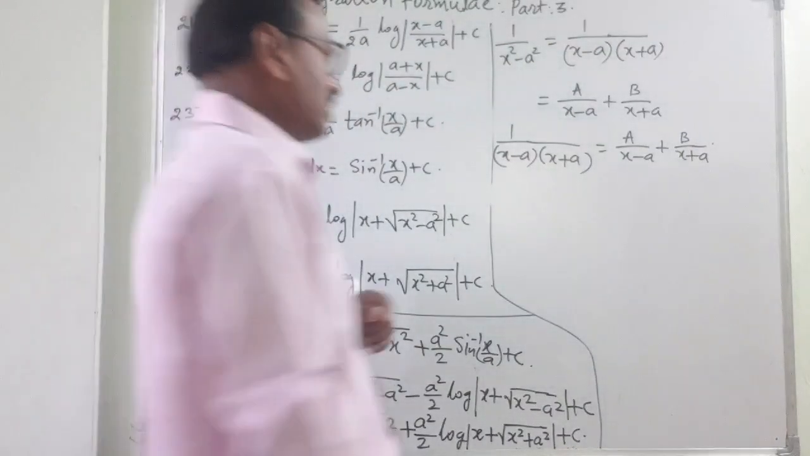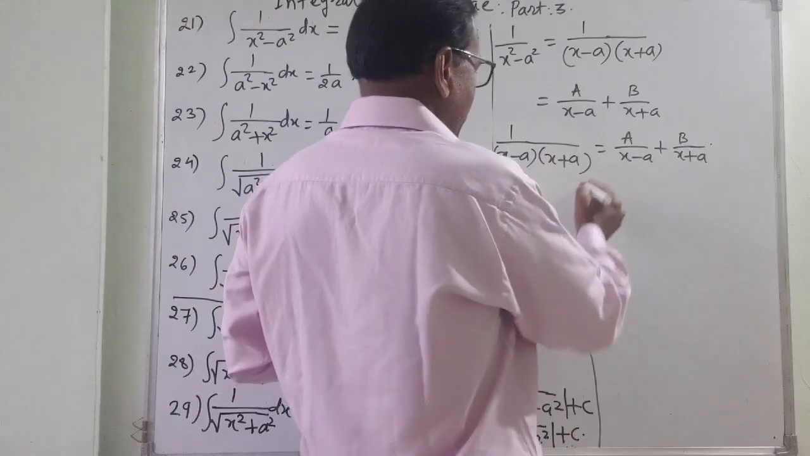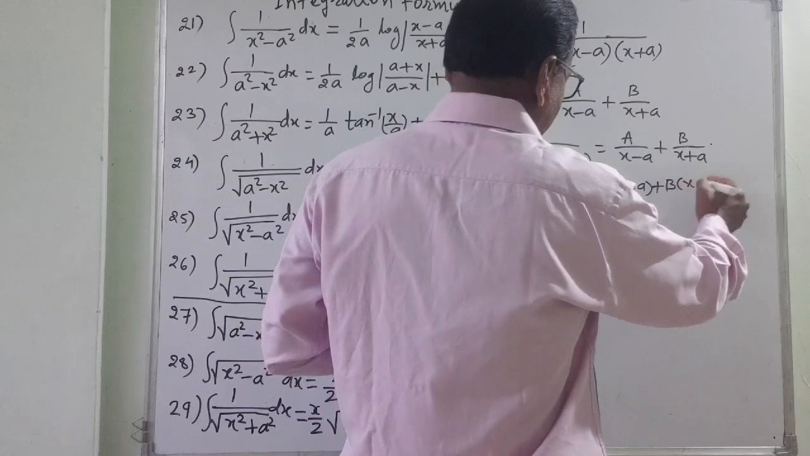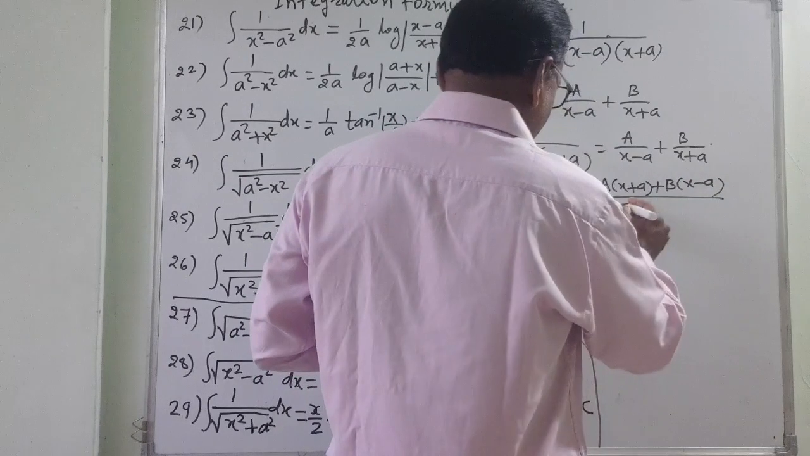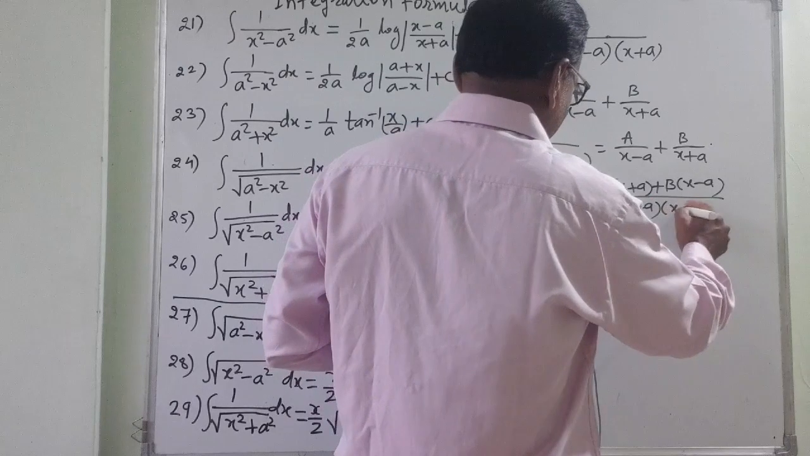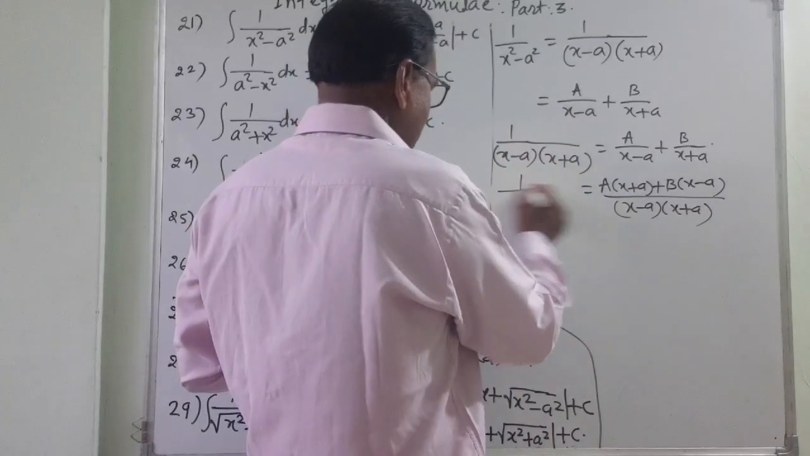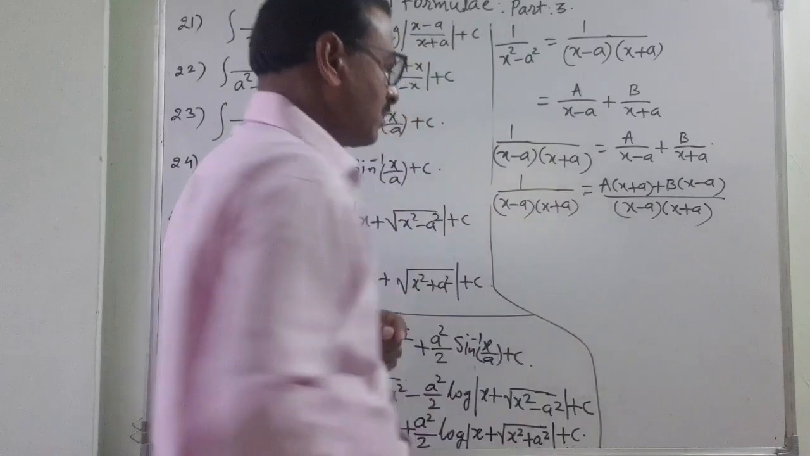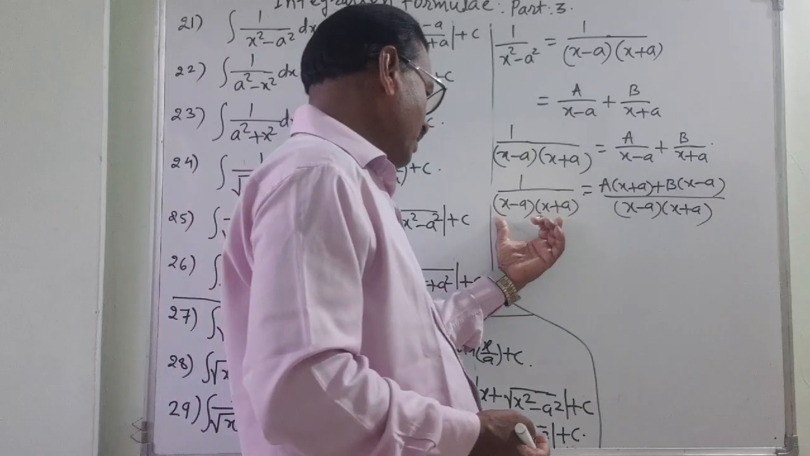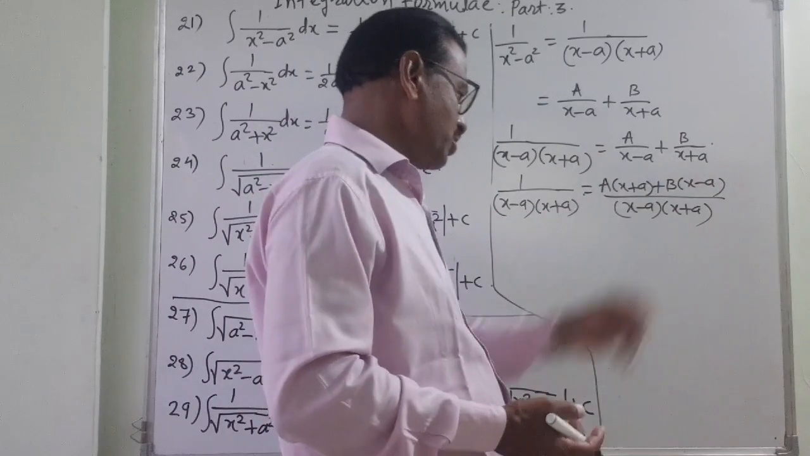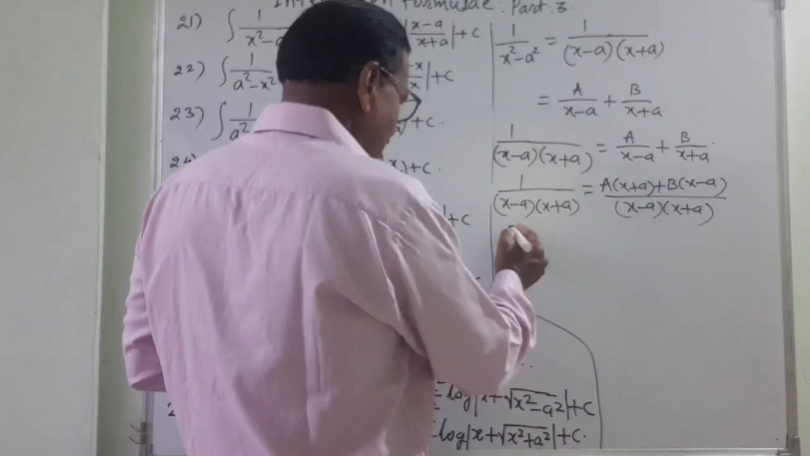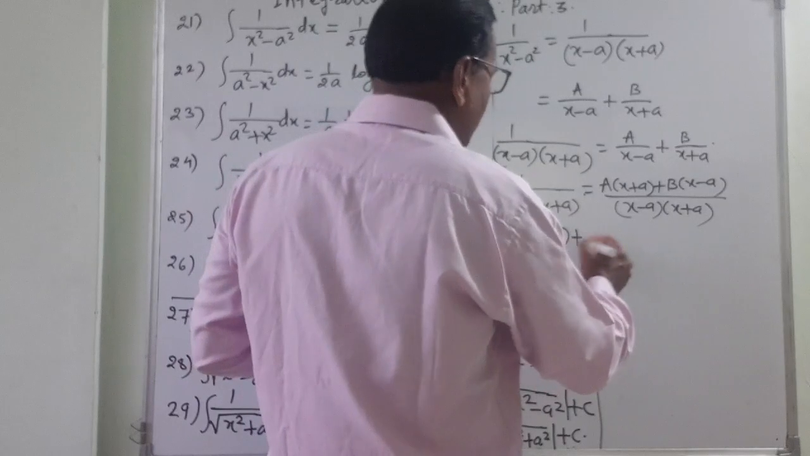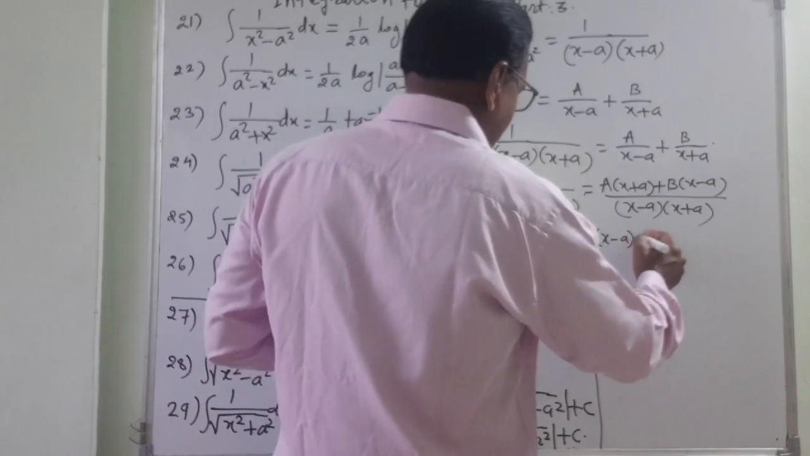Now how to solve this? As usual, do the cross multiplication. This is equal to A into (x plus a) plus B into (x minus a) upon (x minus a) into (x plus a). See the left hand side, 1 upon (x minus a) into (x plus a). Naturally, the denominators cancel, so I will say that A into (x plus a) plus B into (x minus a) is equal to 1.